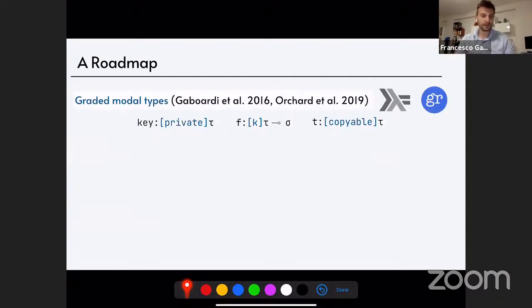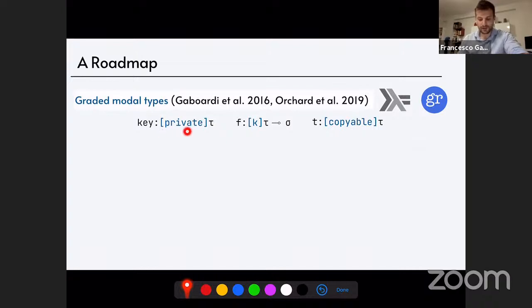And we will do so in three steps. So the first step is to move from languages with standard type systems to languages with graded modal type systems, where here the intuition is that we now add to our type system modalities that give us information on how code can be manipulated.